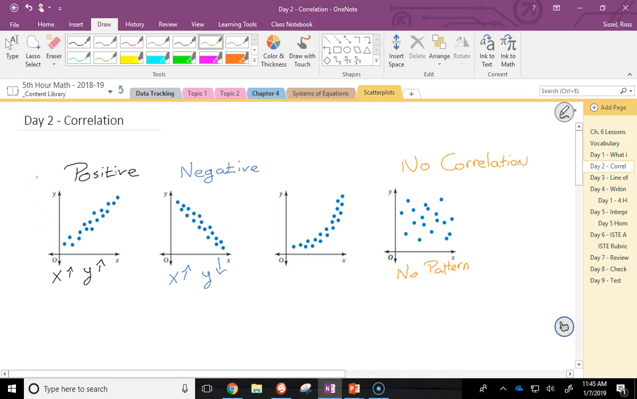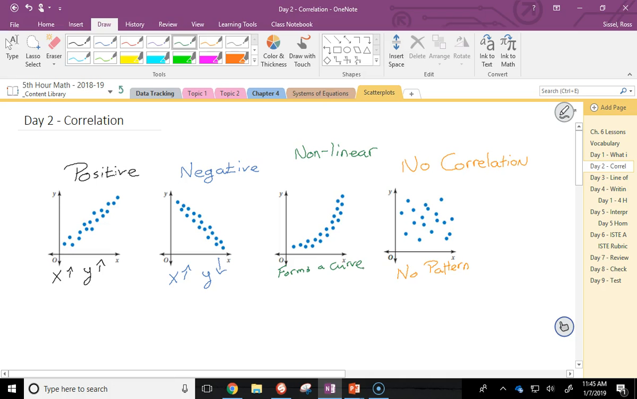Alright. Let's go to this third one. This one is a little bit special. We're going to call it non-linear. A nonlinear correlation forms a curve.